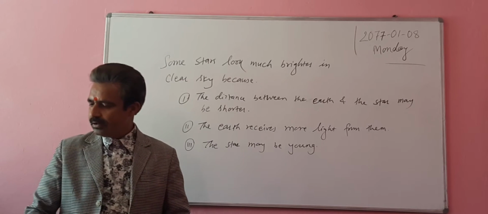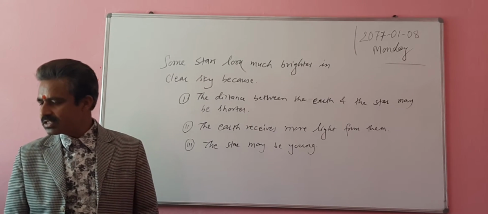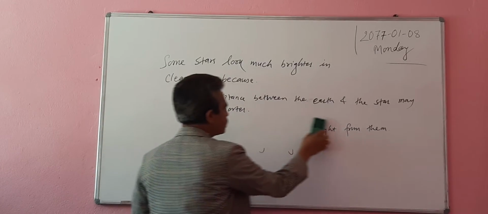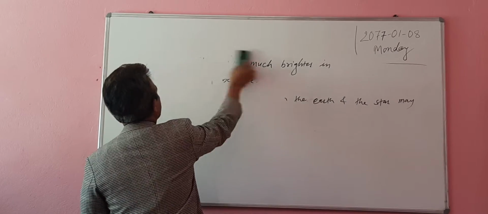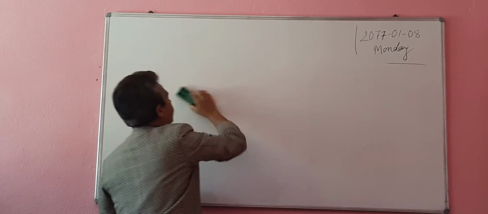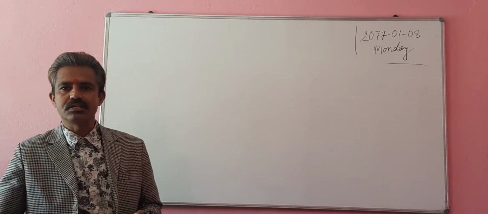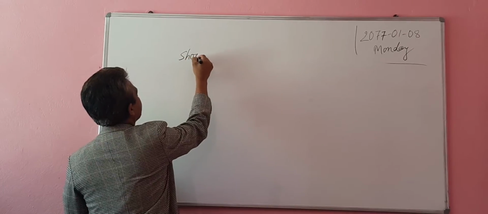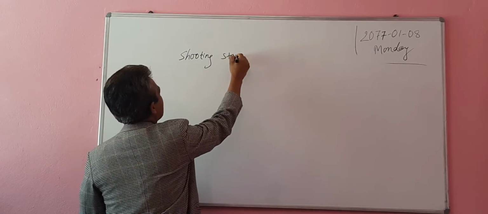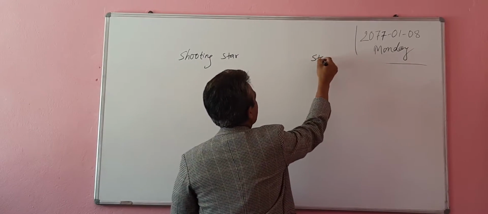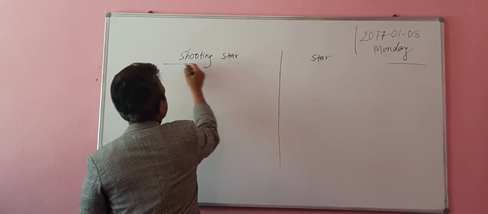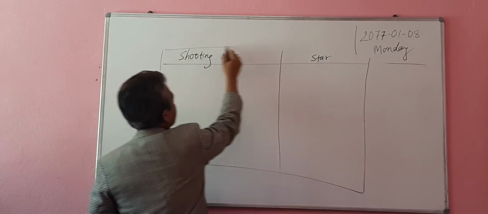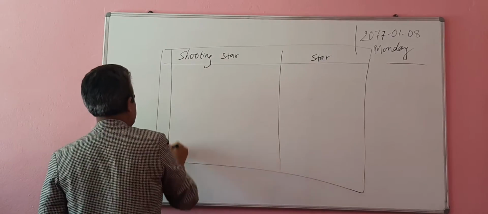Next question is, write any two differences between shooting star and star. Differences between shooting star and star. Okay, which heavenly body is called shooting star? Do you know? Shooting star. It is star. Now differences between them. I said you to draw a very lovely table.